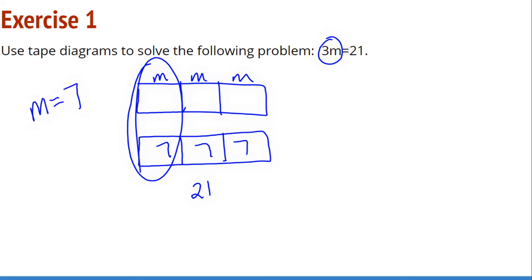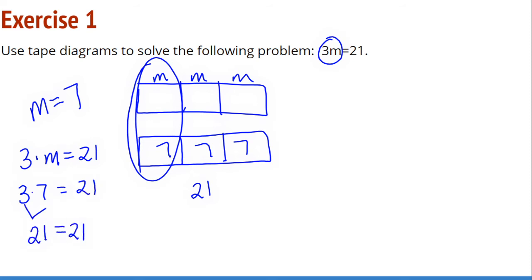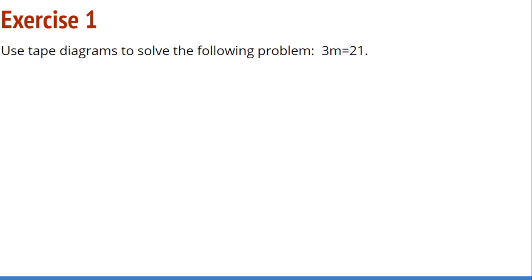So I check my answer now by substituting. 3 times m equals 21. 3 times 7 equals 21. 3 times 7 is 21. Is 21 equal to 21? It is.